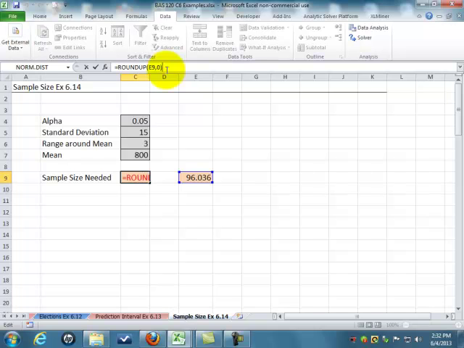So there's about 14 examples that we've gone through in this chapter on how to do sampling. Any questions, let me know.